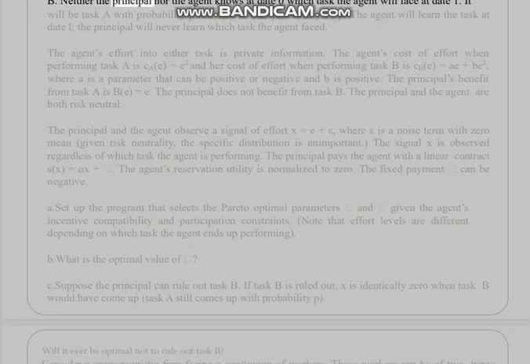A principal hires an agent at date 0. At date 1, the agent will face one of two tasks, task A or task B. Neither the principal nor the agent knows at date 0 which task the agent will face at date 1. It will be task A with probability P and task B with probability 1-P. The agent will learn the task at date 1. The principal will never learn which task the agent faced.